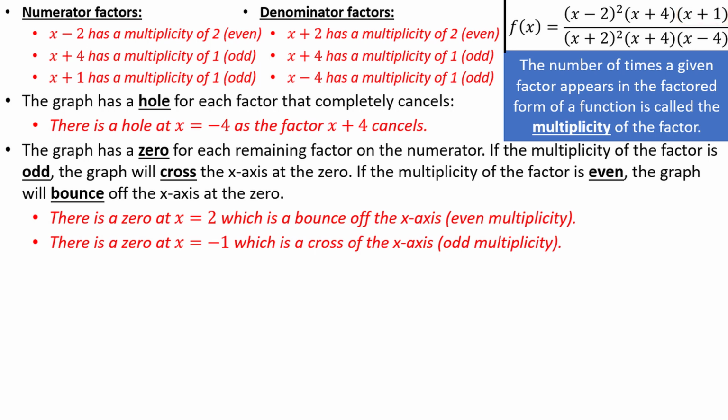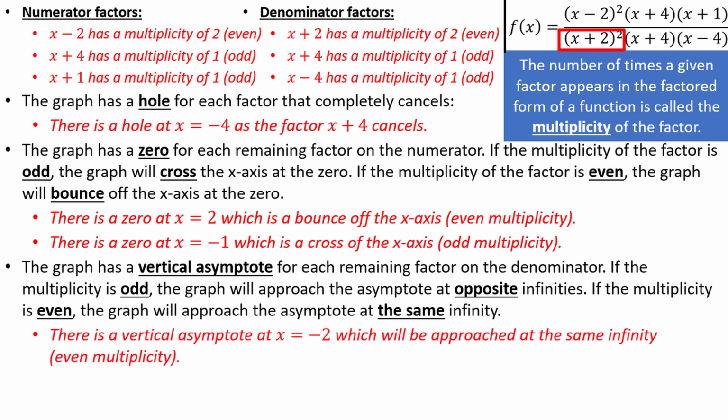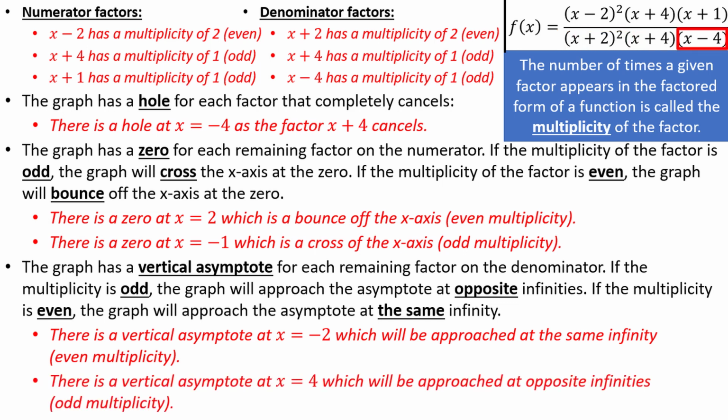As we discussed earlier, the graph has a vertical asymptote for each remaining factor on the denominator. If the multiplicity is odd, the graph will approach the asymptote at opposite infinities. If the multiplicity is even, the graph will approach the asymptote at the same infinity, either negative infinity on both sides or positive infinity on both sides. So we will have two vertical asymptotes in our function, one at x equals negative 2 for the factor of x plus 2 squared, and another one at x equals 4 for the factor of x minus 4.